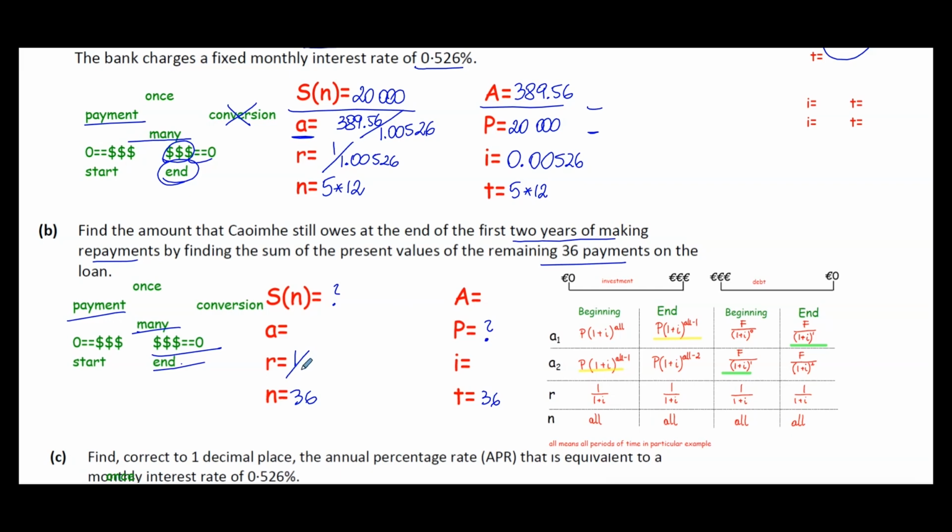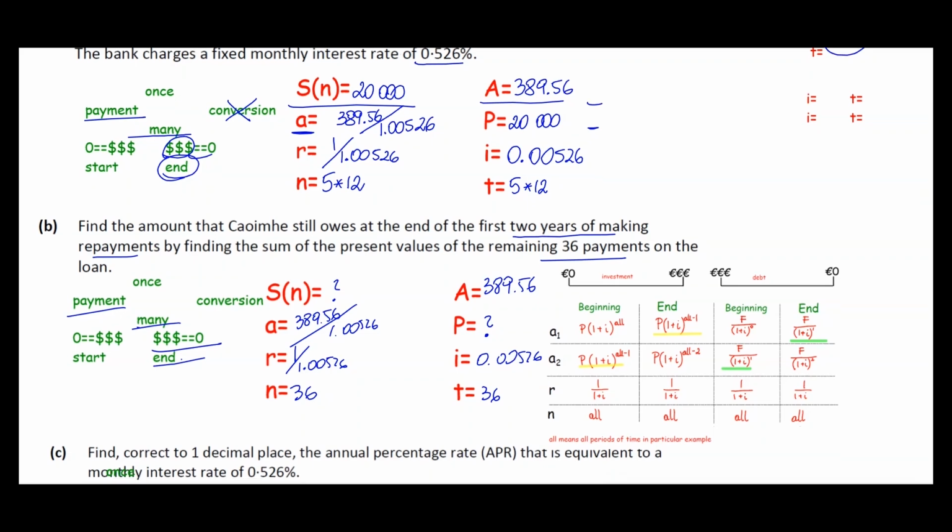But here will be the same 1 over 1.00526. The same interest here will be the same. Her repayment 389.56, and then the value of a here exactly the same as in that first part, nothing changed. We are only changing those two values. We are the one that we are looking for.